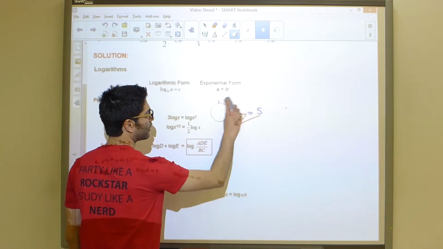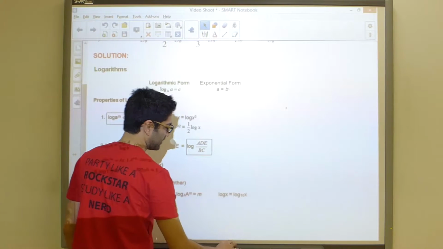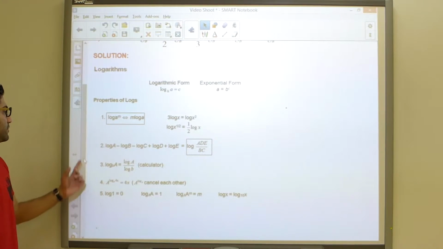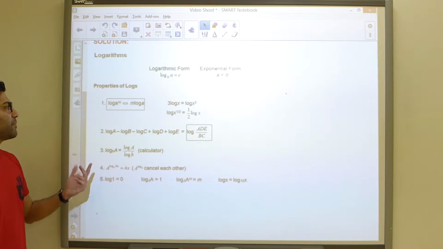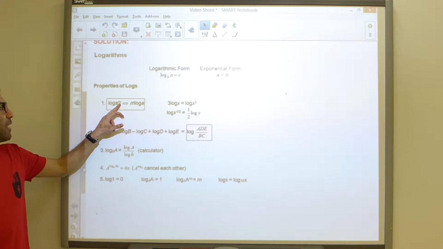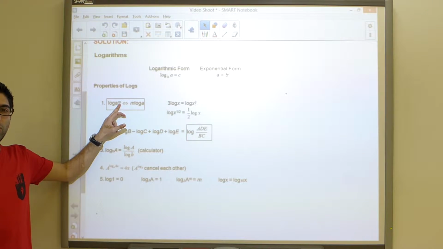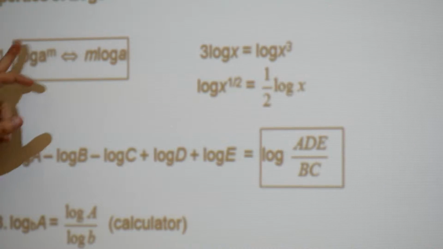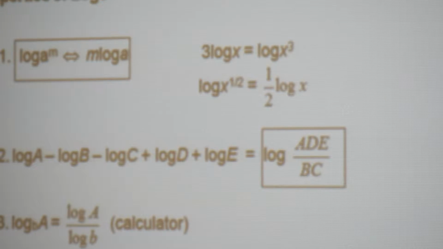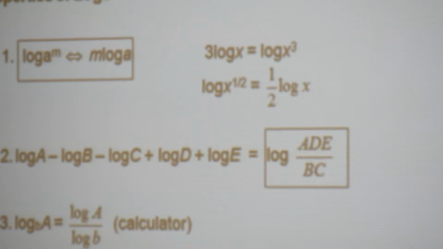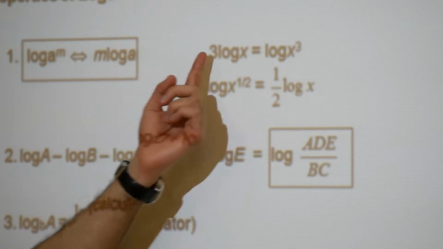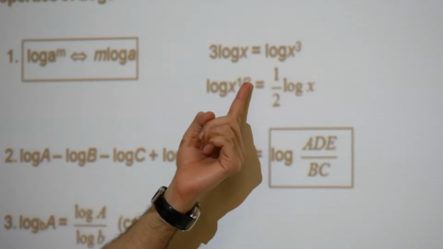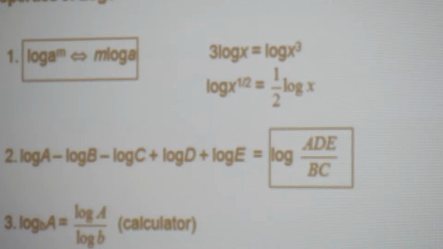Other than that, let's go over a couple of other properties that we should also be aware of. The first property is that if you have log a to the power of m, that is also equal to m log a. Essentially, the power is allowed to come down or go up depending on what is suitable for you in the given problem. So if I have a 3 in front, I can make it into an exponent, or if I have an exponent, I'm allowed to bring it down.